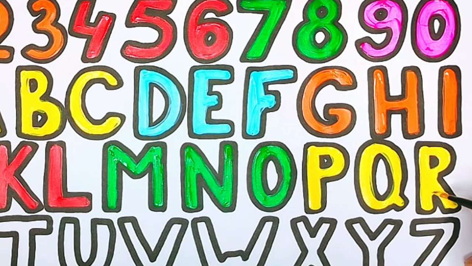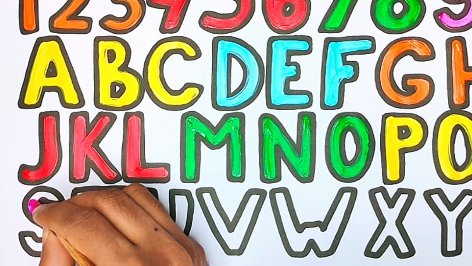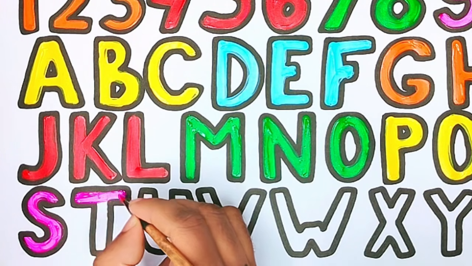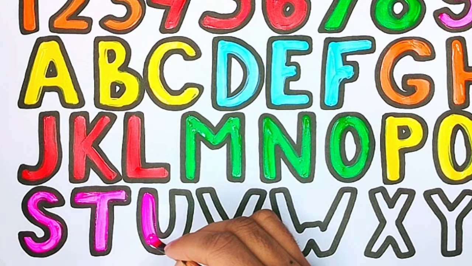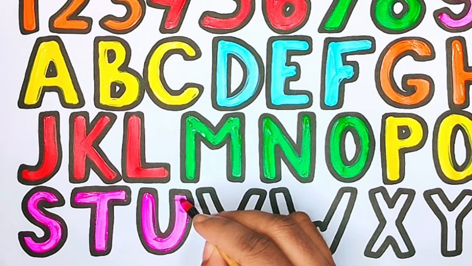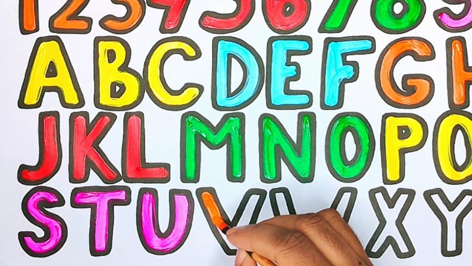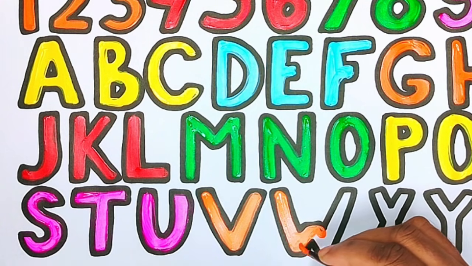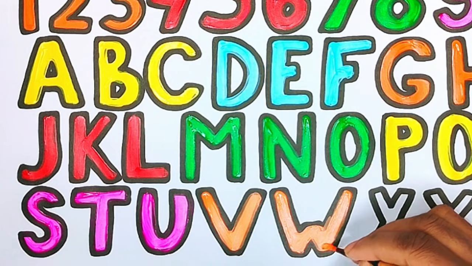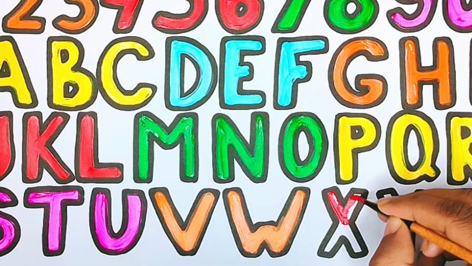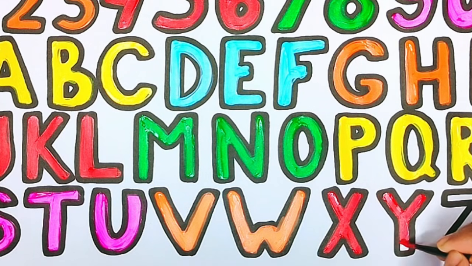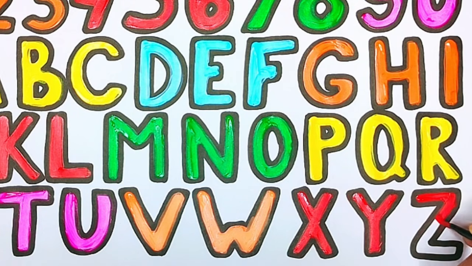R for rat. S for strawberry. T for tomato. U for unicorn. V for vegetables. W for watermelon. X for Xerox. Y for yolk. Z for zebra crossing.